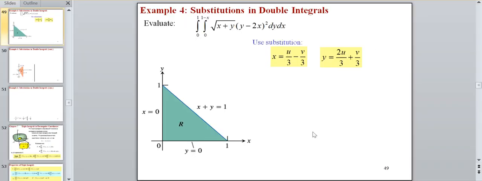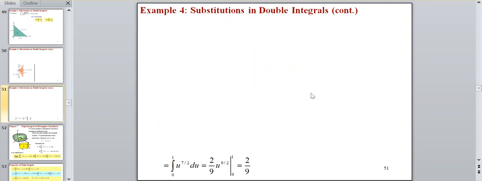Okay, guys, so we are done with this chapter of multiple integrals, but there are some points that I would like to explain more to make it clearer. If you remember, on page 49, we had a double integral, and we used this substitution to calculate it, and we solved it. And the answer was 2/9.